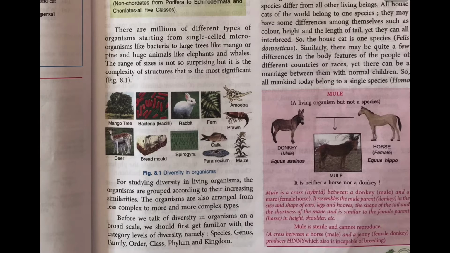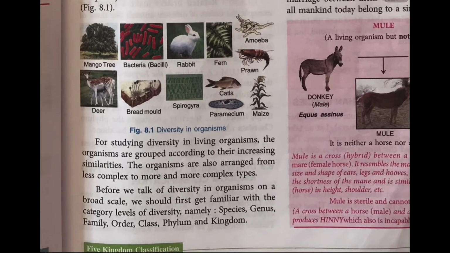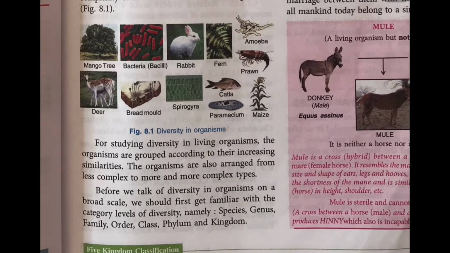So as you look around, you'll see organisms of different sizes. So this range of sizes is not so surprising, but it is the complexity of structures that is significant. That is, the structures are different in different types of organisms. Now, for studying diversity in organisms, the organisms are grouped according to their increasing similarities, okay, how they are similar to each other. The organisms are also arranged from less complex, that is from simpler, to more complex types.